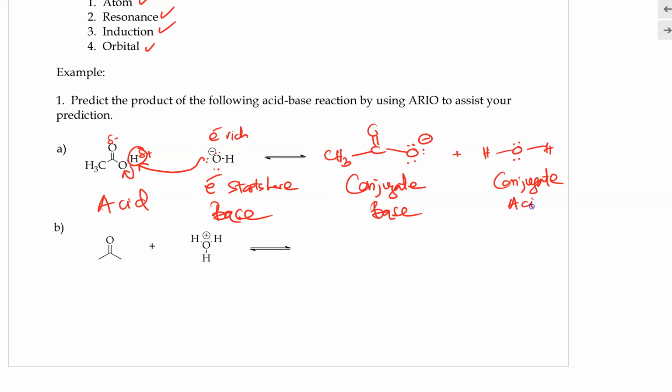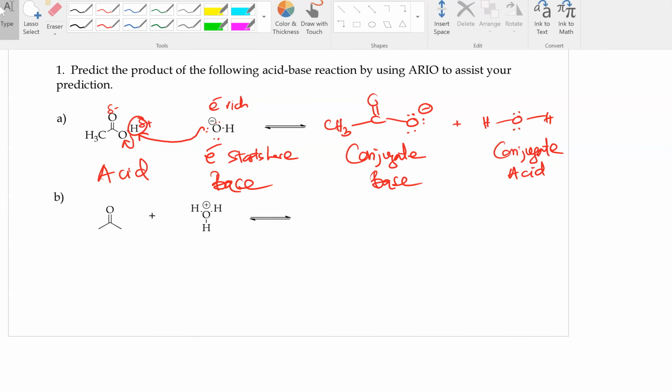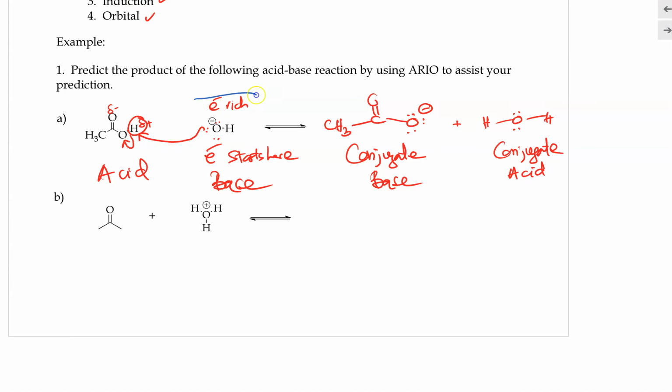And make sure you know how to classify and determine the acid, the base, the conjugate acid, and the conjugate base. So when we use ARIO, we need to compare the stability of the base, because that's where the electron is starting from, and the conjugate base, because in the end, that's where the electron ends up.